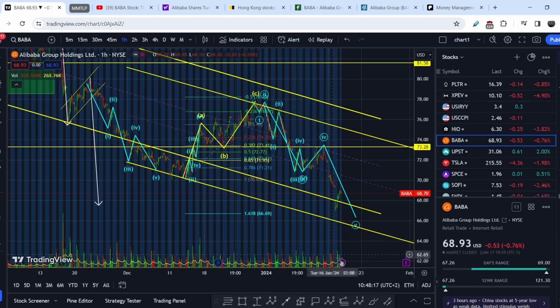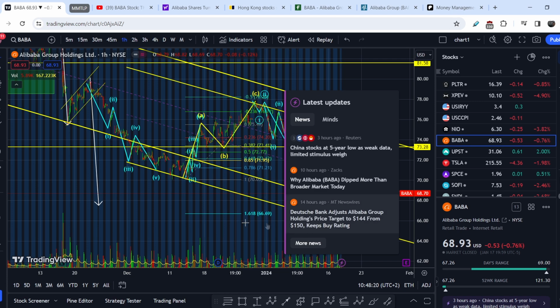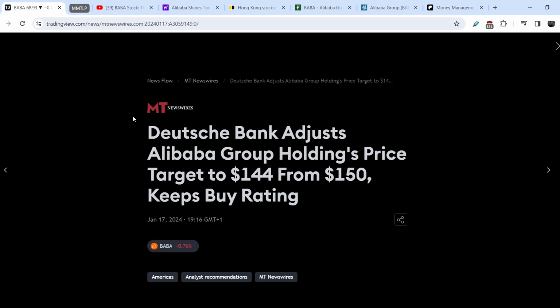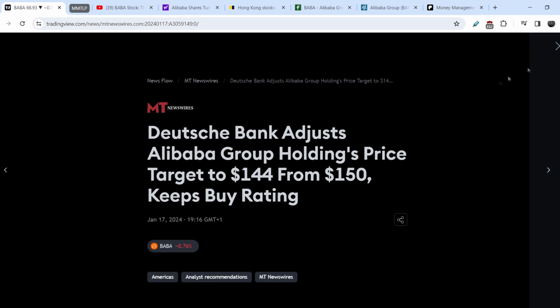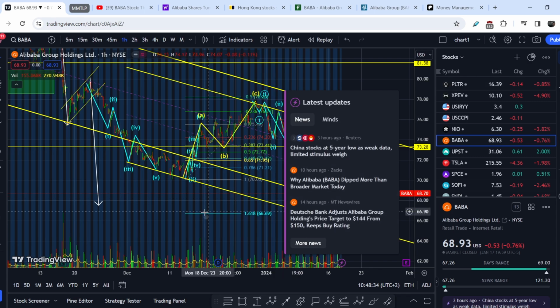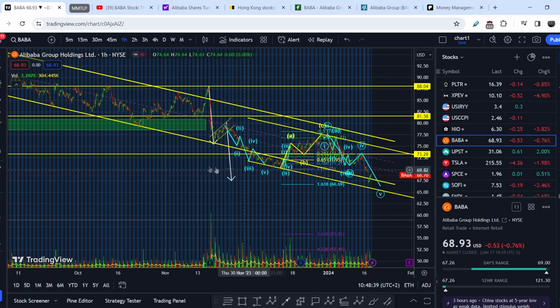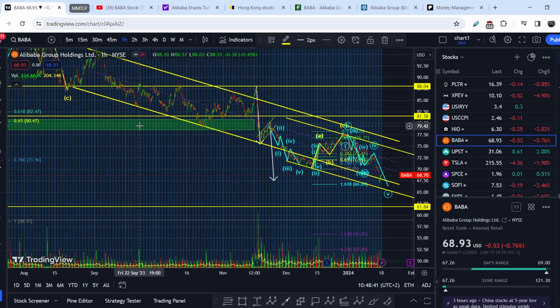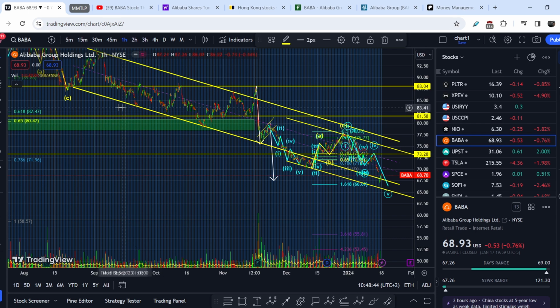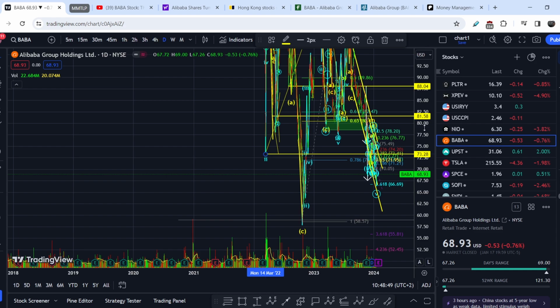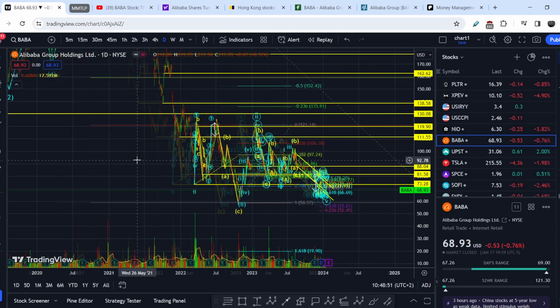On top of that, guys, another company made their forecast on Alibaba. Deutsche Bank adjusts Alibaba Group Holding's price target to $144 from $150, keeps buy rating. And this is also quite a bullish forecast, because it is more than double from our current range. And let's take a look at the price action. Oh, sorry, I moved this line. Let's zoom out to the daily time frame and let's take a look where the $144 mark is.